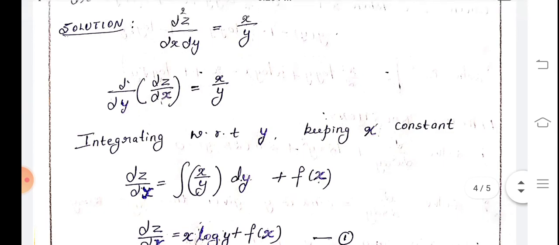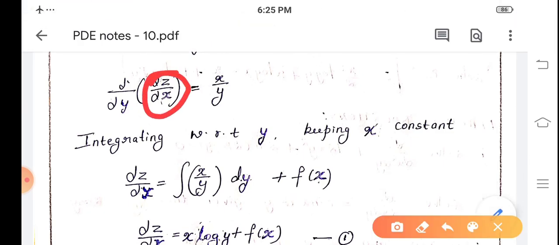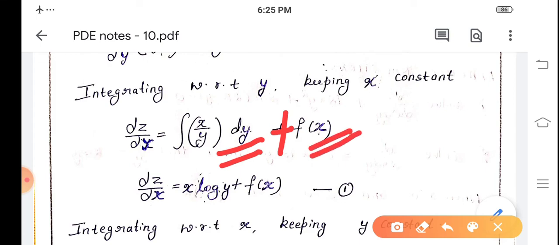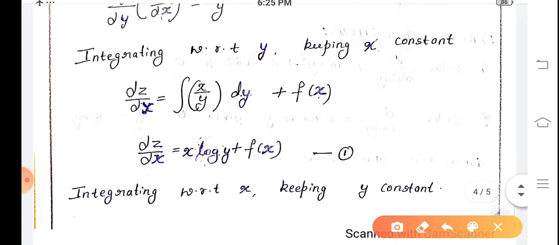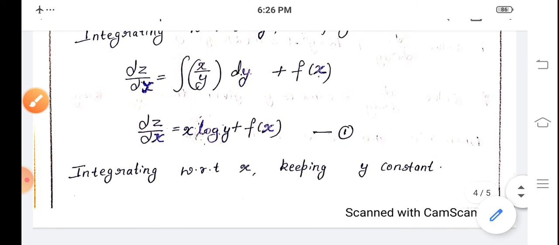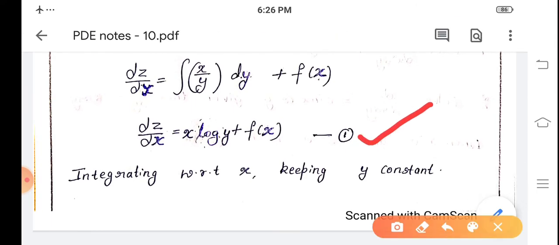Now we are getting ∂z/∂x equal to the integration of x/y with respect to y. When we integrate with respect to y, the integration constant is a function of the other variable, that is x here. So it is f of x. Now x is constant, then we have 1/y. Integration of 1/y is log y. So it is x log y plus f of x. We'll take it as equation 1.